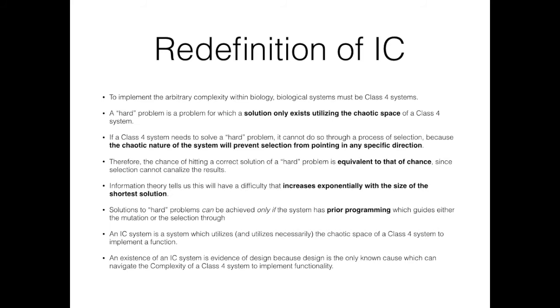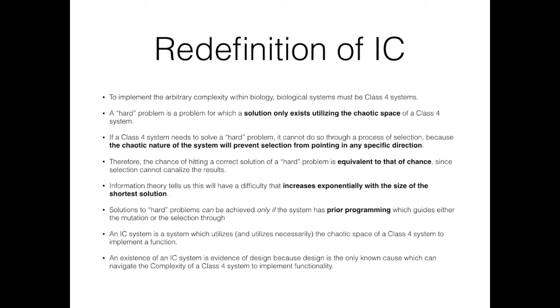Information theory tells us that we will have a difficulty that increases exponentially with the size of the shortest solution, which is something that you should get from Undeniable. He goes into that a lot. But very quickly, with things that increase exponentially, you cover so much terrain that you can't possibly cover it.